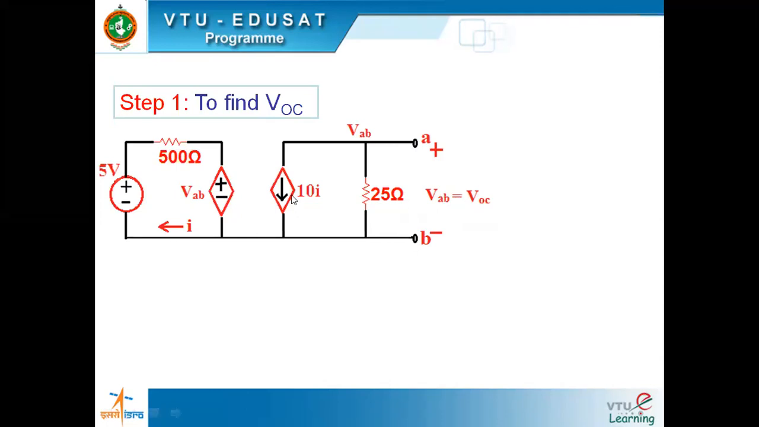Understand? Fine. There is another current source which depends on current I, so that current I is marked here. Whichever parameter these sources depend on, those parameters are supposed to be seen in the circuit. Otherwise, the circuit is incomplete. I have talked about that before. So let's find out VOC now.